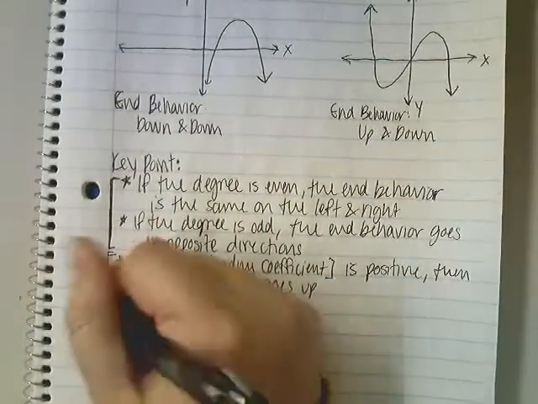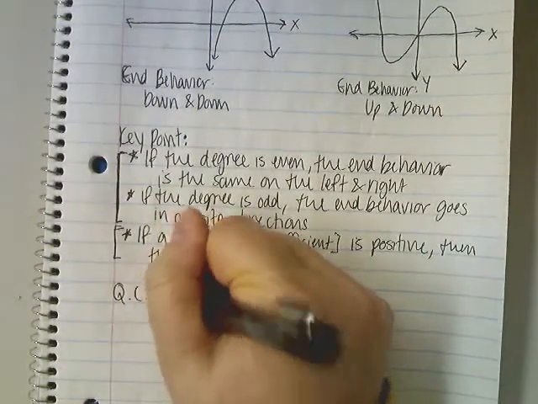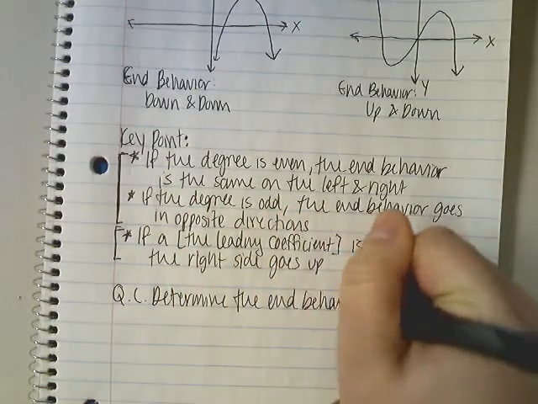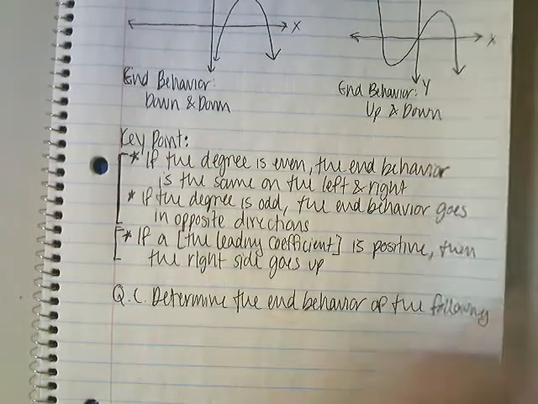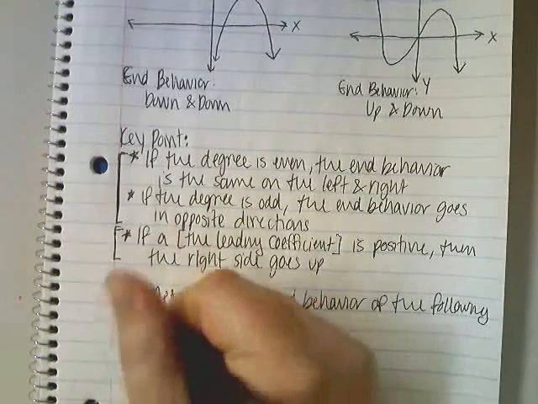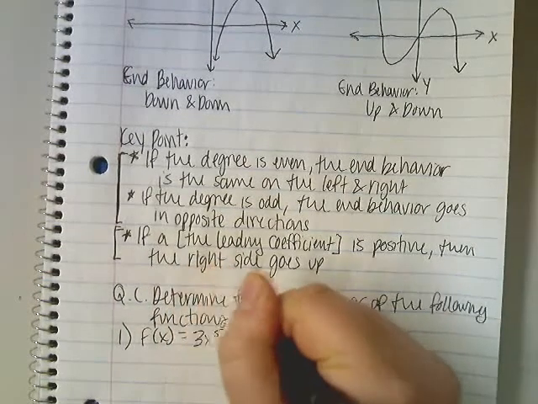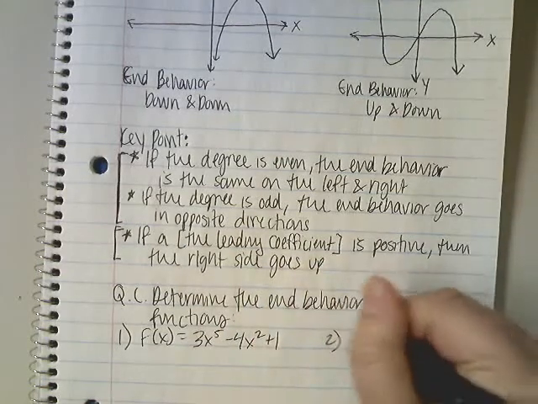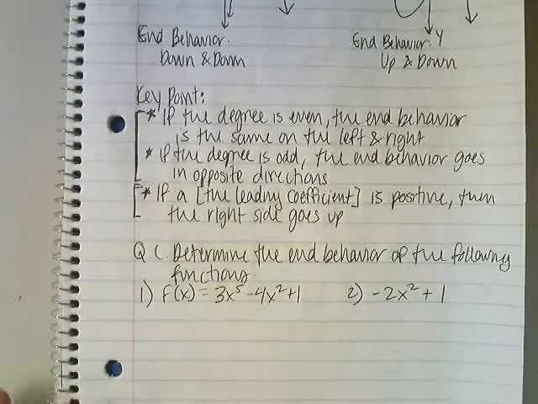So I want you to do a quick check as our last thing before we go. I want you to determine the end behavior of the following functions. And our first one is f of x equals 3x to the fifth minus 4x squared plus 1. And our second one is negative 2x squared plus 1. Try them both on your own. I'm going to go over them.